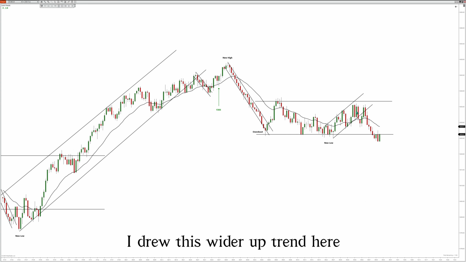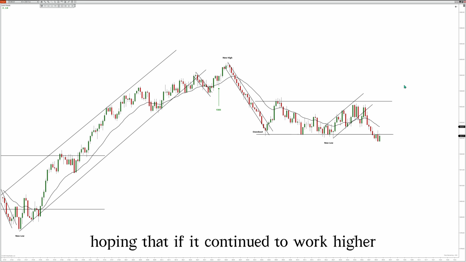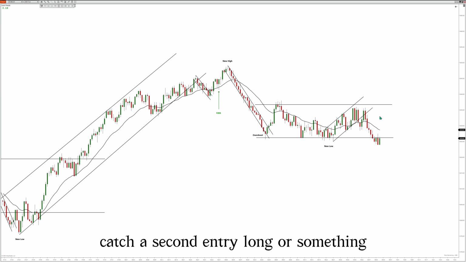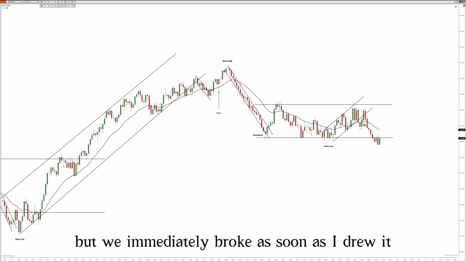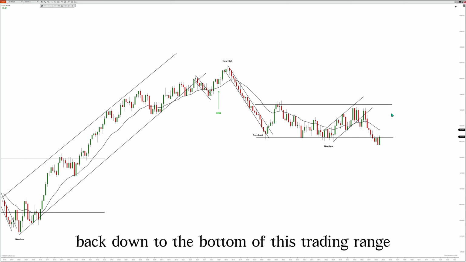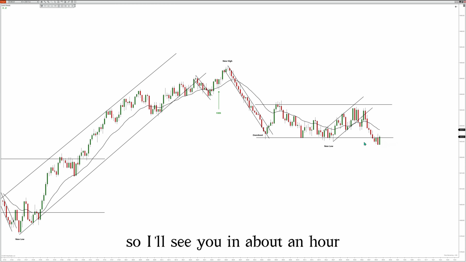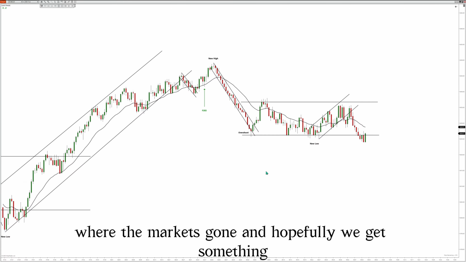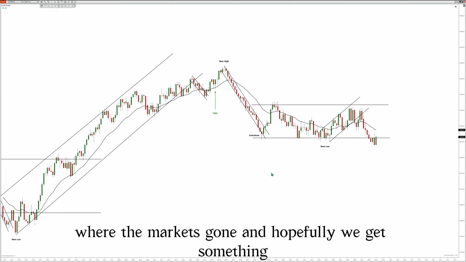I drew this wider uptrend here, hoping that if it continued to work higher, we could catch a second entry long or something. But we immediately broke as soon as I drew it, attempted to create new high, and now we're reversing back down to the bottom of this trading range. So I'll see you in about an hour, where the market's gone, and hopefully we get something.